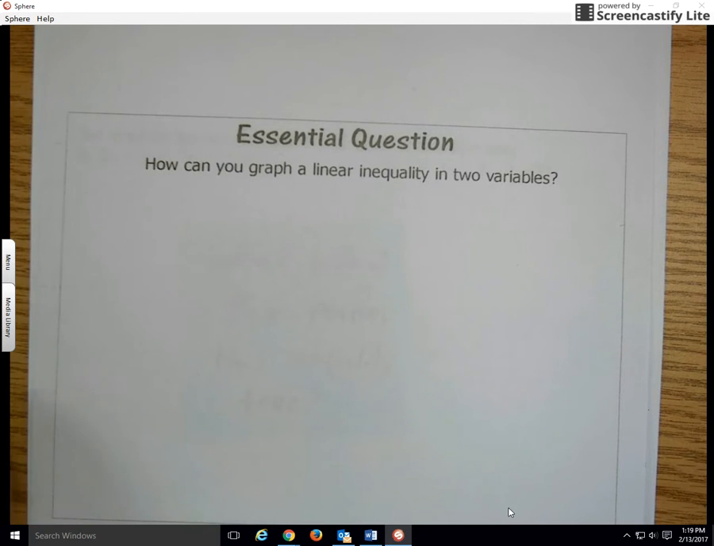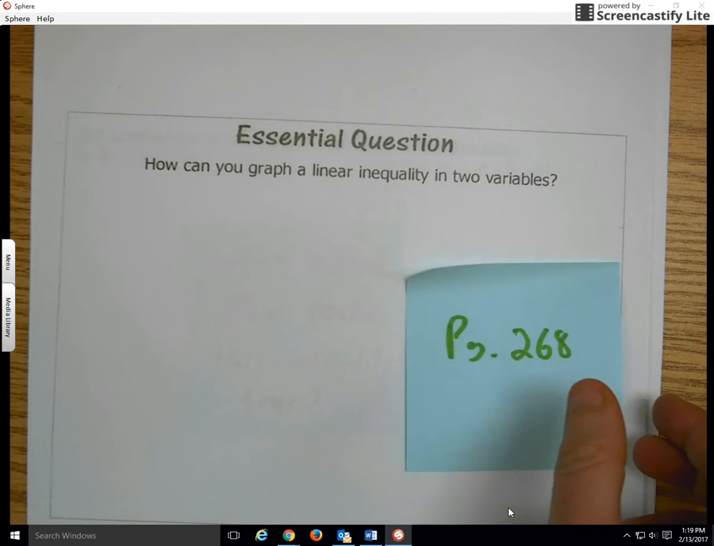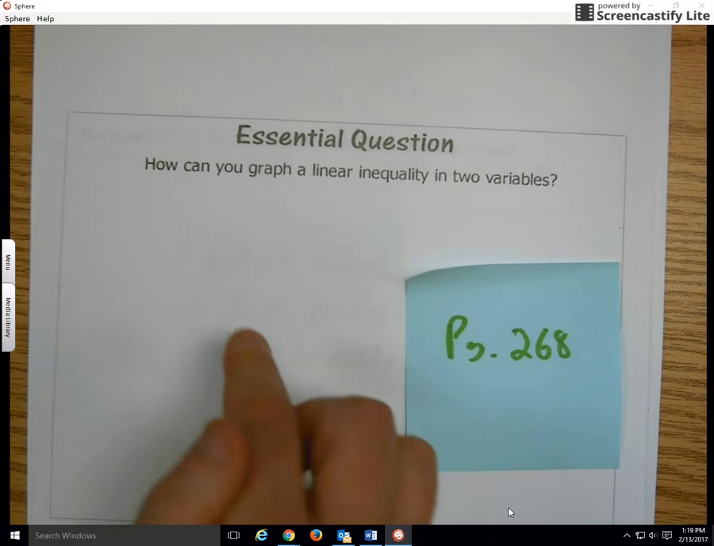All right, so the essential question we're seeking to answer this time is how can you graph a linear inequality in two variables? If you want to follow along, it's on page 268 in the textbook. And let's just do a little dissecting of this question.